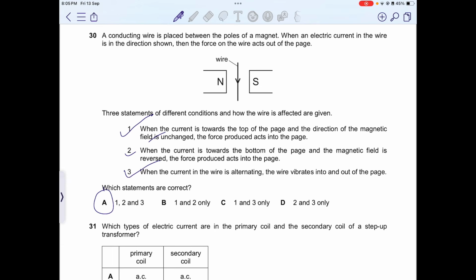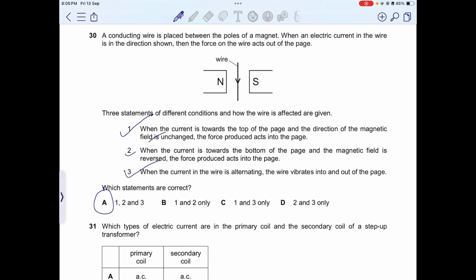Now, first statement: when the current is towards the top of the page. Currently, your middle finger is towards the bottom of the page. So towards the top of the page means you have to tilt it all the way to the other side. And the magnetic field remains the same, that is towards the right. So your force, as you can see, your thumb is downwards. So 1 is correct.